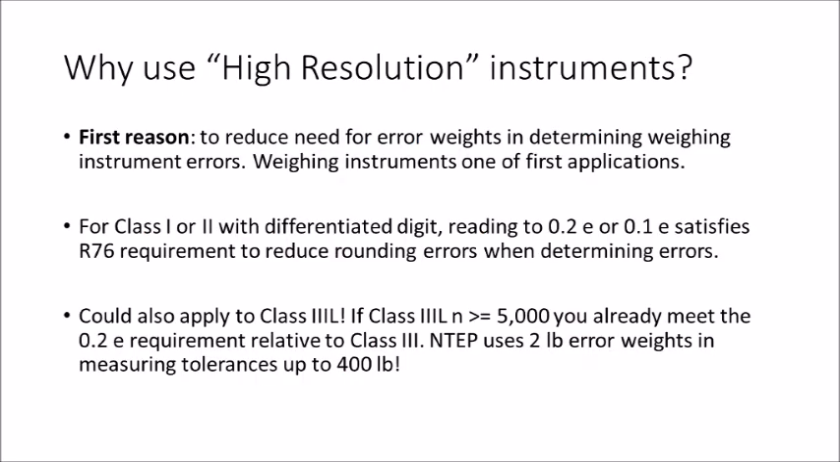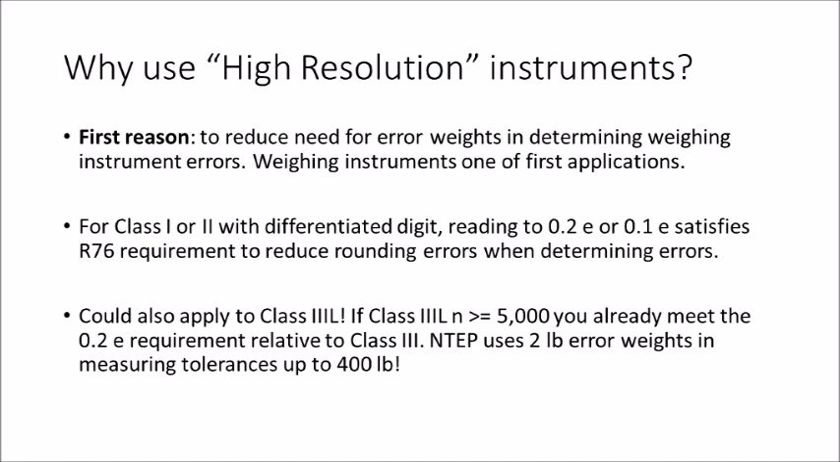So why use high resolution instruments? The first reason is actually the reason of why they came into being for class 1 and 2, and that is it became difficult to test these instruments because as you get down to 10 milligrams and 1 milligram scale divisions, you do not have weights that you can use to determine the errors.